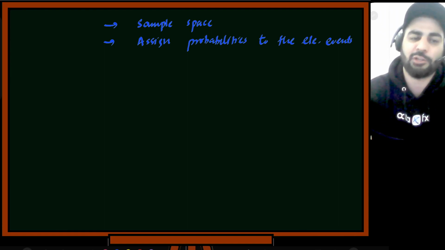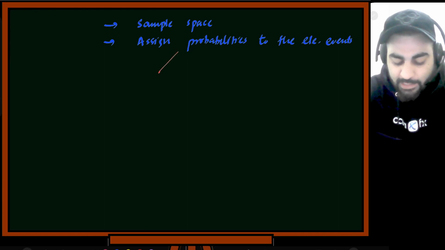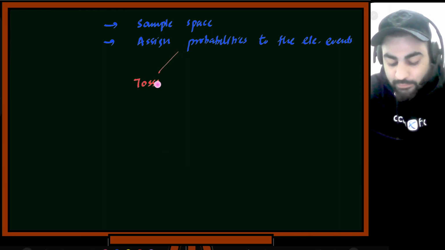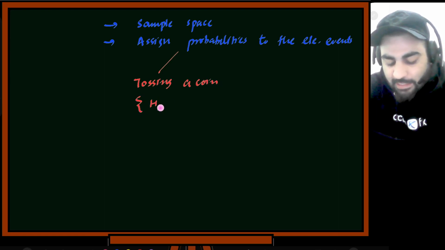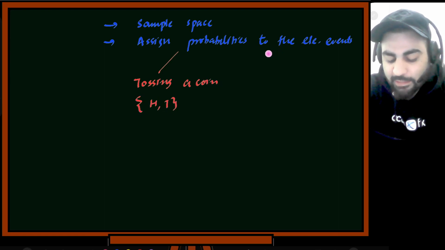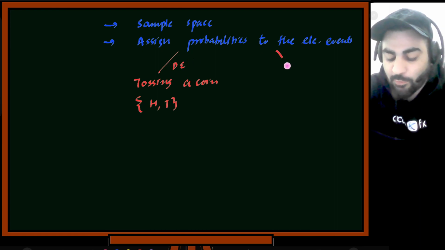But we also have continuous probability. In discrete probability, we had, for example, tossing a coin. In that, our sample space was head, tail. This was our discrete probability, with discrete events. Now we also had continuous events.